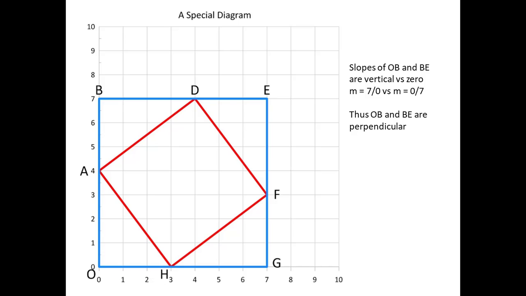So the slope is, again, 7 divided by 0 for OB, which is infinite. And then the slope for BE is 0 divided by 7, which is 0. So when we have a vertical slope, or an infinite slope, next to a zero slope, we know that those lines are perpendicular. So now we've concluded that OB and BE are perpendicular, meaning they form a right angle.